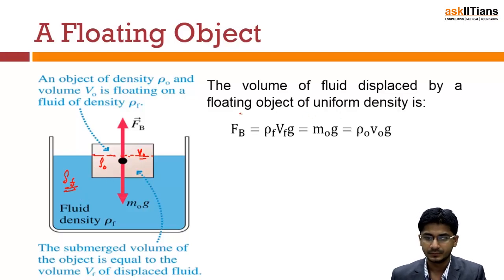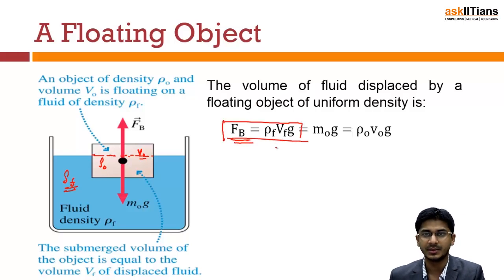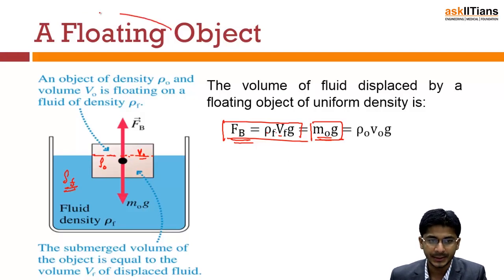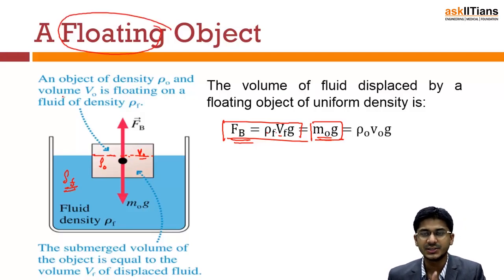Now the buoyant force experienced by this floating object, from the Archimedes principle as we have seen in the last slide, is density of the fluid times volume of the fluid times g. This must be equal to the weight of the body acting downward, because it is floating. If anything is floating, what does it mean? It means that the body is in static equilibrium. That means the net force acting on this body is zero.